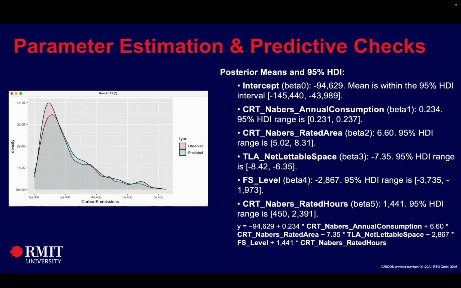The model estimated parameters with high precision, as shown by means and 95% HDI ranges. For example, the coefficient of annual consumption was 0.234, indicating a strong positive association with emissions. FS level had a negative coefficient of negative 2867, while rated hours had a positive impact of 1441 on emissions.